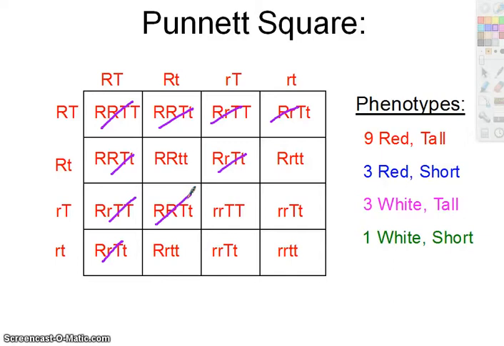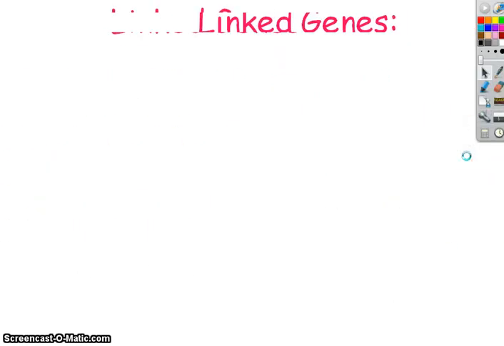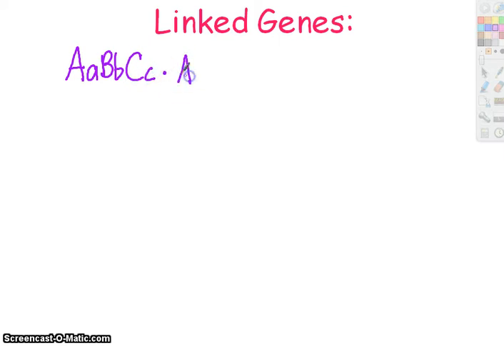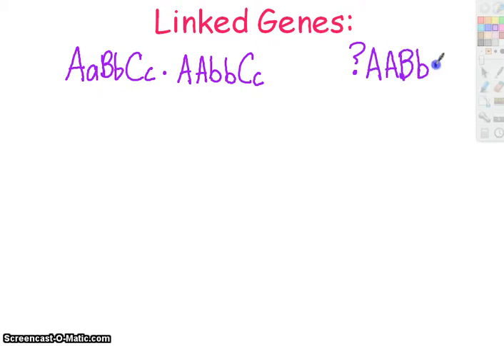It says, suppose that you are crossing big A, big B, little b, big C, with big A, little b, big C, and they want to know what are the chances of getting a child that is big A, big B, little c.